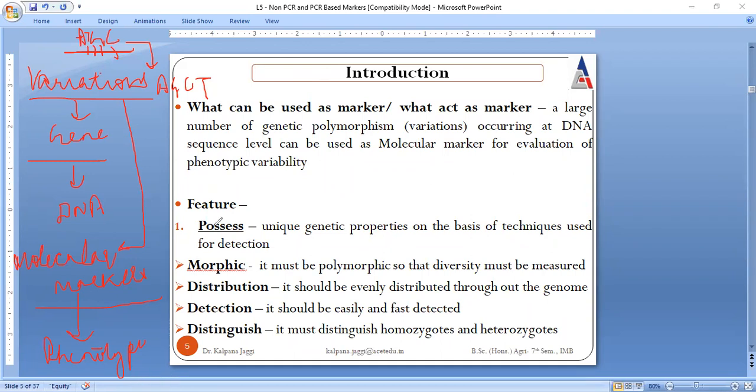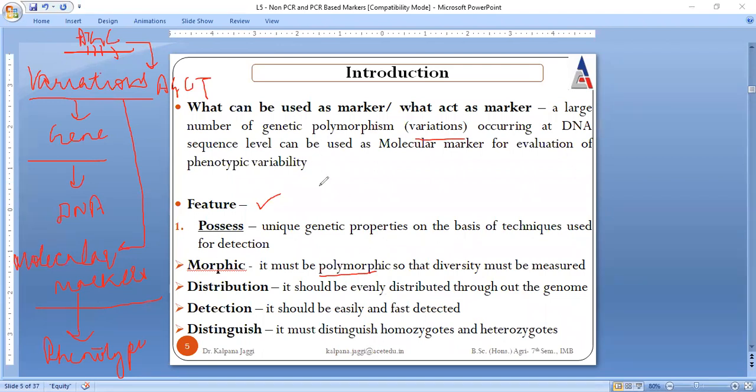If you further want to understand the concept of the molecular marker, we need to know about its features. The features are actually based on the techniques used for detection. Very first, it must be polymorphic. Polymorphic means it must have a number of variations so that diversity can be measured. Because if it always has a fixed sequence, then we cannot come to know about the variations. So it must include a maximum of variations, because the more the variations, the more the diversity measured.